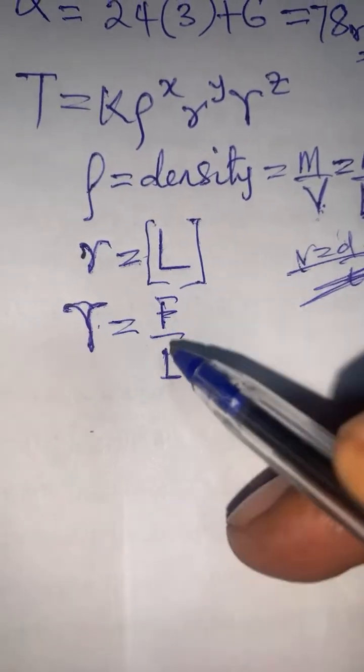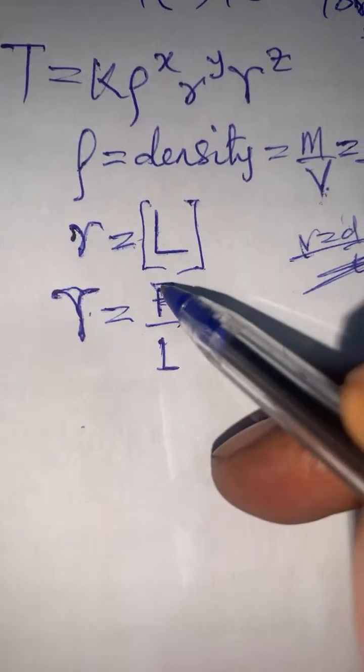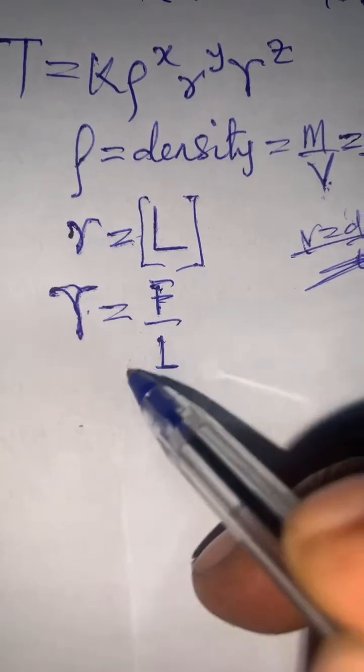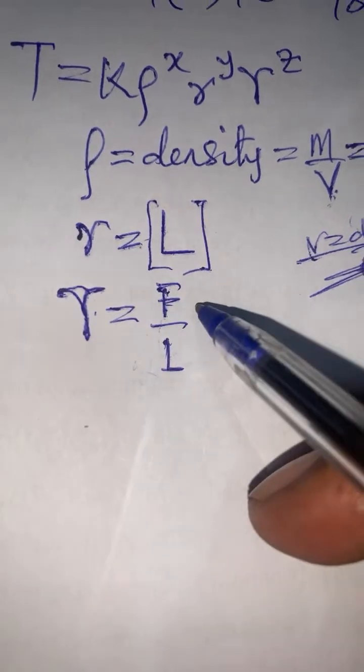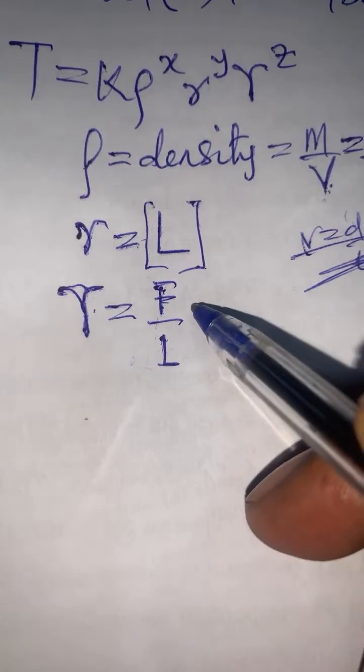So this is the formula for surface tension. Some people will have F equal to 2L. Since 2 is a constant and a dimensionless quantity, just leave it like this. So that is it.